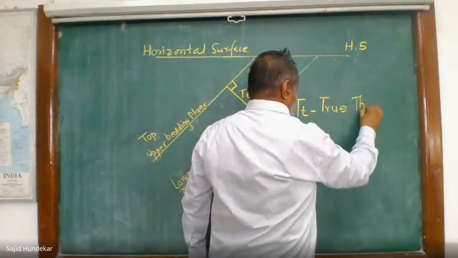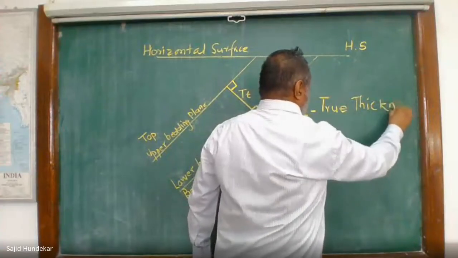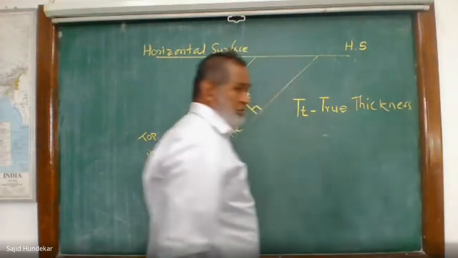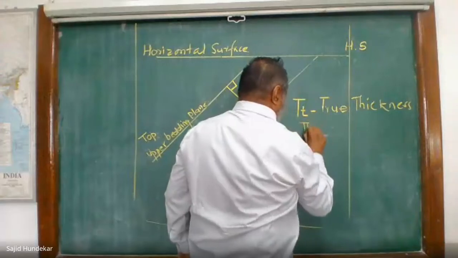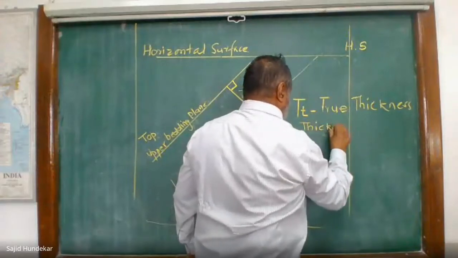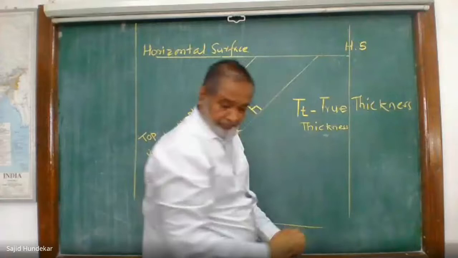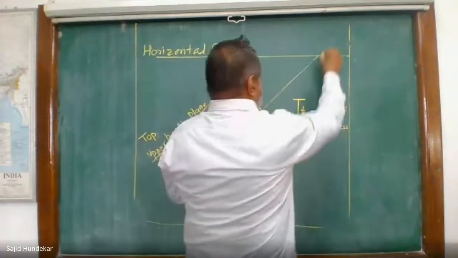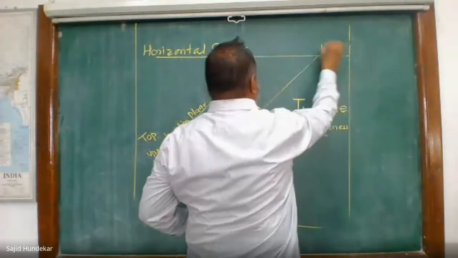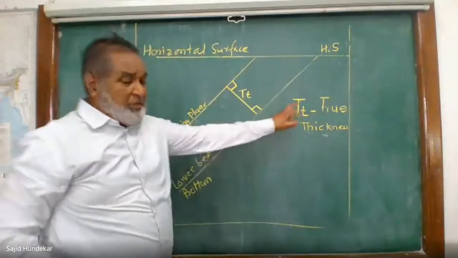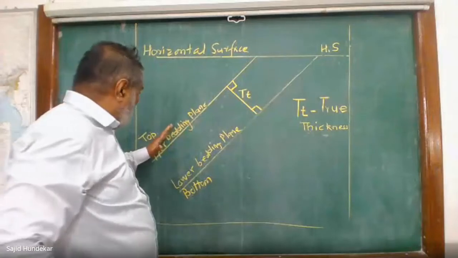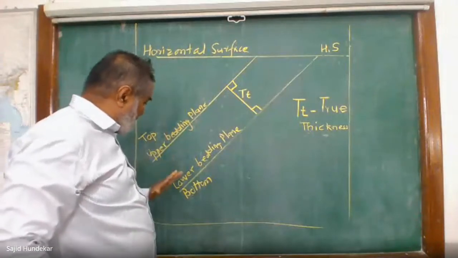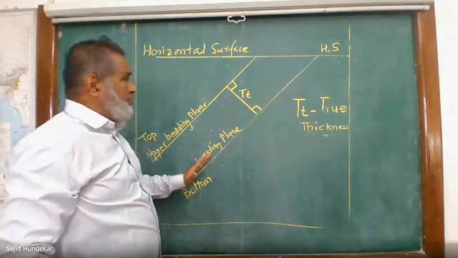Remember the definition, we will ask you the definition in the examination, orally. So here this is called the true thickness. This will be HS, horizontal surface. True thickness. This will be your top bedding plane or upper bedding plane. This is the lower bedding plane or bottom bedding plane.